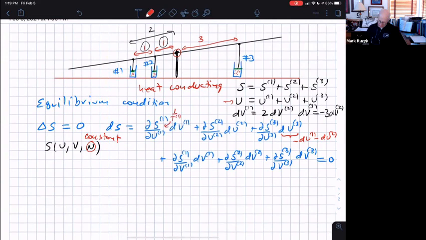Okay, and then the first term here is going to be 1 over T1, because remember, that's what the derivative of the entropy is with respect to energy. So this one is going to be 1 over T2, and then this thing is going to be 1 over T3. Okay?